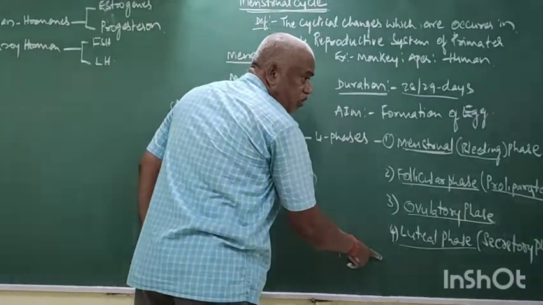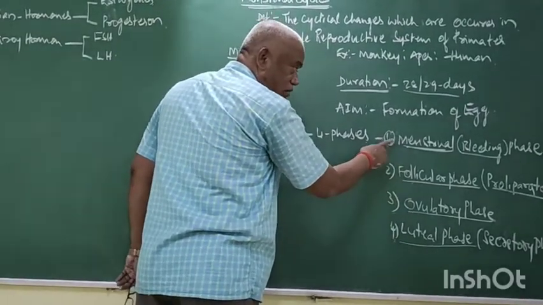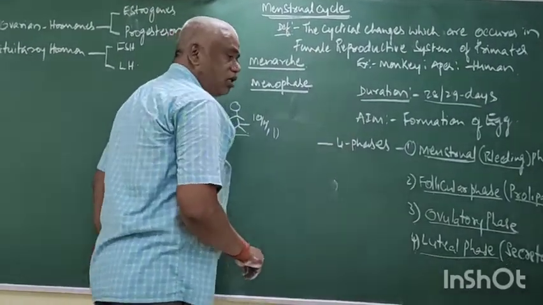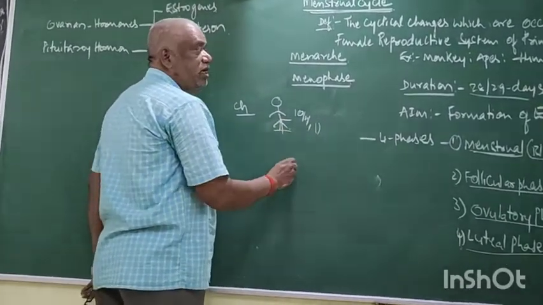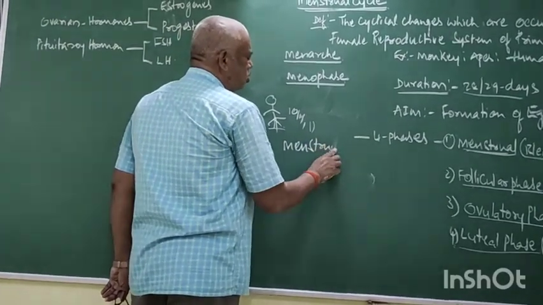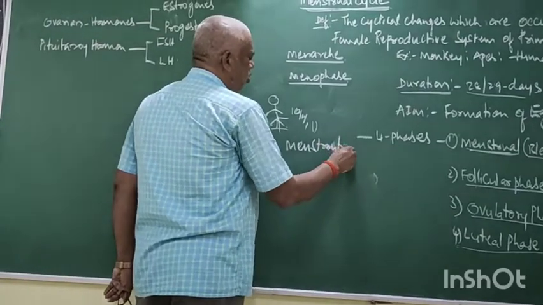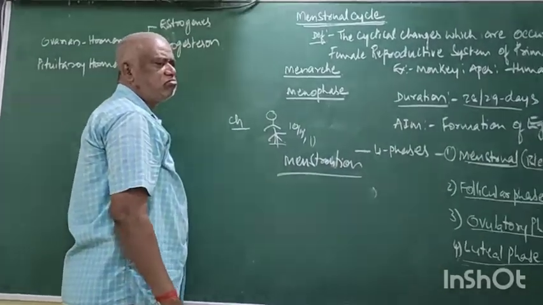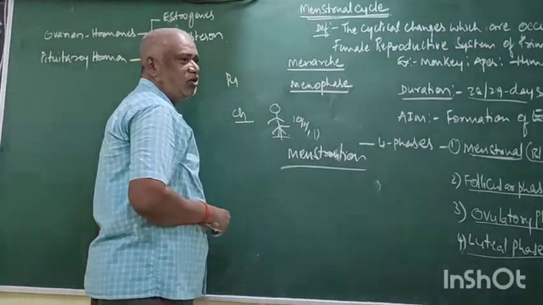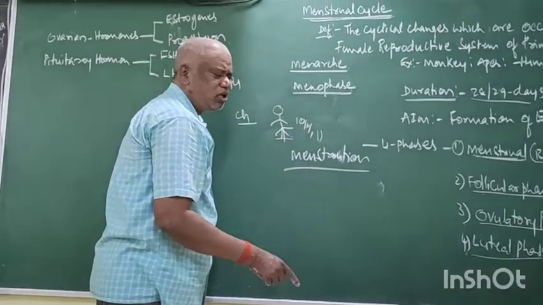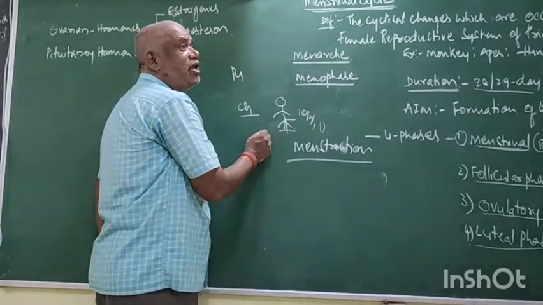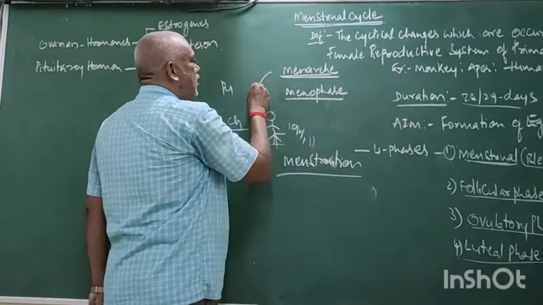Among these 4 phases, the name of the first phase is similar to the cycle. Now, the bleeding will occur. This bleeding is called menstruation. The first menstruation, the first bleeding which occurs at puberty in a girl, is called menarche.